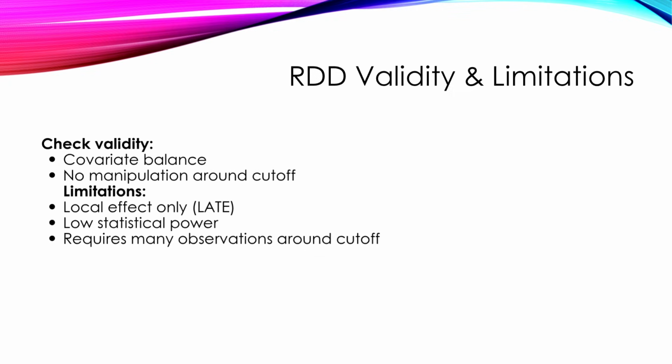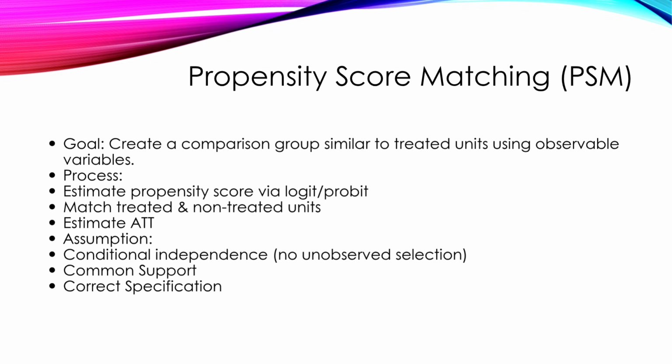RDD also has larger data requirements. To overcome the statistical power problem and precisely estimate the effect, RDD requires a large number of observations densely distributed around the cutoff point. Now we move on to propensity score matching.